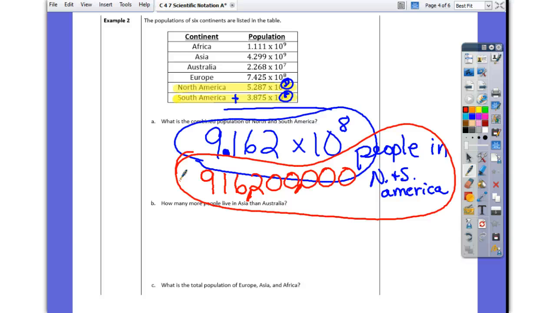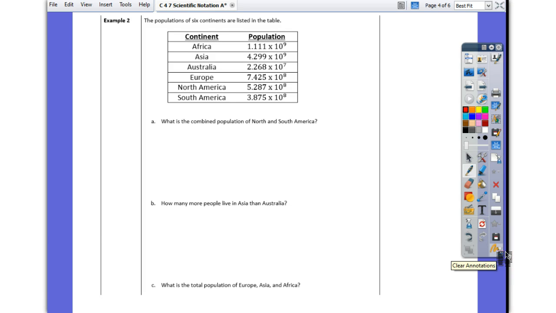Now, let's figure out B. How many more people live in Asia than in Australia? Here you have Asia, and here you have Australia. Is it an easy subtraction then? No. What am I going to have to do? Change the exponent, because this one has a 7, this one has a 9, so they're not like terms yet.